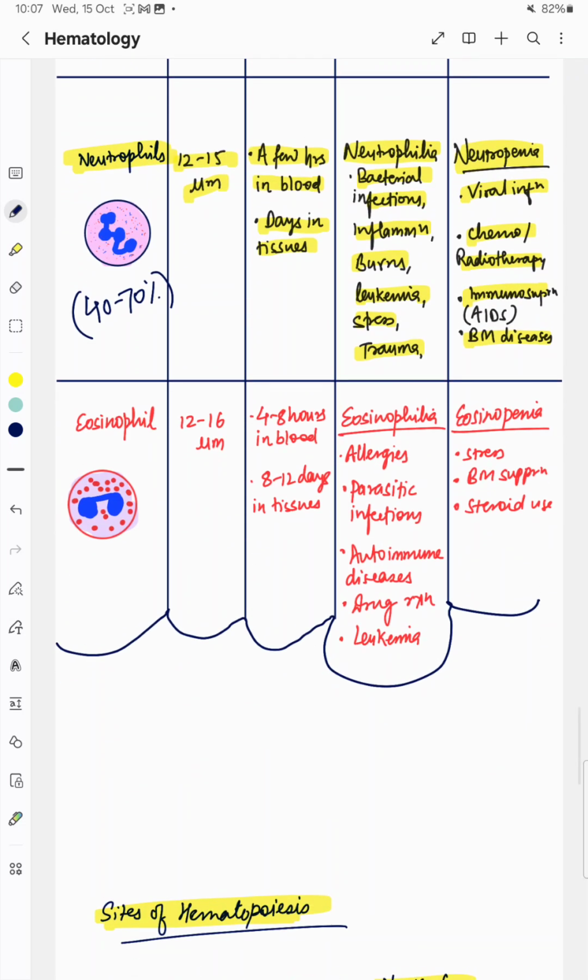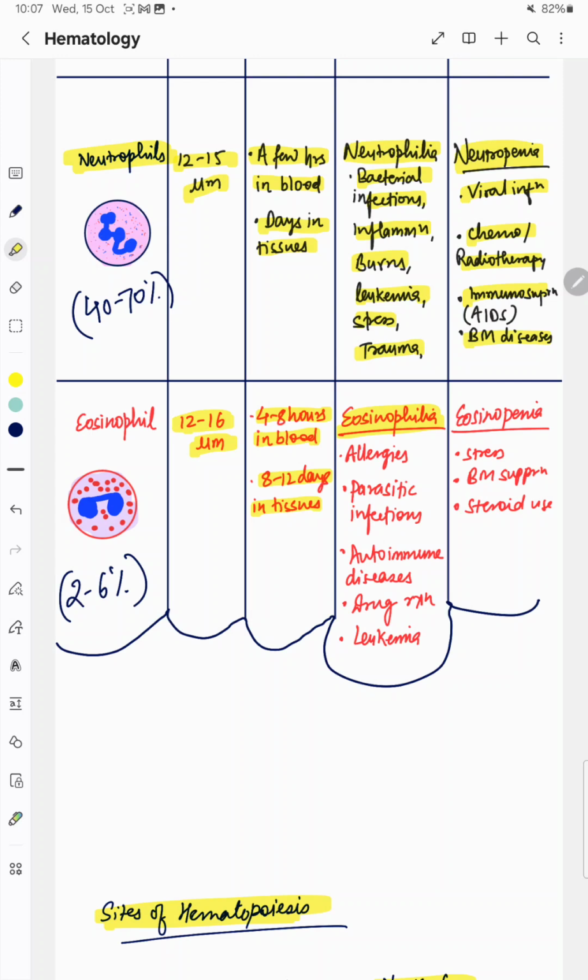Now the second cell we have is eosinophil, which constitutes 2 to 6% of total leukocyte count. As the name suggests, eosinophil granules are eosinophilic, brick red in color. The size of these cells is 12 to 16 micron. Lifespan is 4 to 8 hours in blood and 8 to 12 days in tissues.